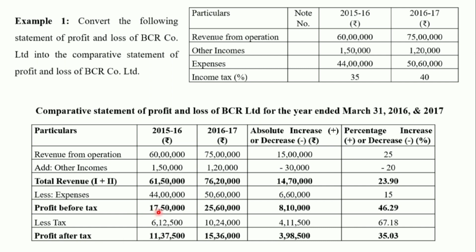Then after subtracting the tax from the profit before tax, we will get profit after tax. That is 17 lakh 50,000 minus 6 lakh 12,000. That will give 11 lakh 37,500. And for the current year, 25 lakh 60,000 minus 10 lakh 24,000. That will give 15 lakh 36,000.